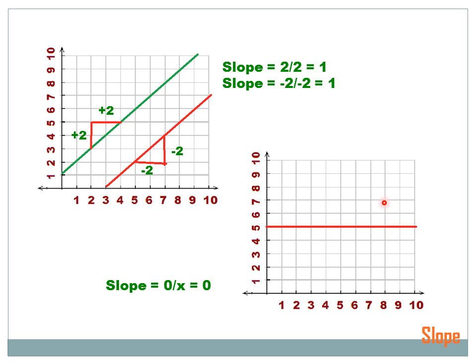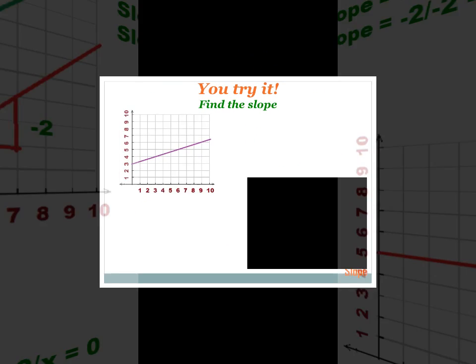and I try to find out how much the rise is, well, there is no rise. It doesn't go up, it doesn't go down. It's parallel to the x-axis. So the rise is 0, and then I can put in any x value. Doesn't matter, because 0 divided by anything equals 0. So the slope of a horizontal line is 0.